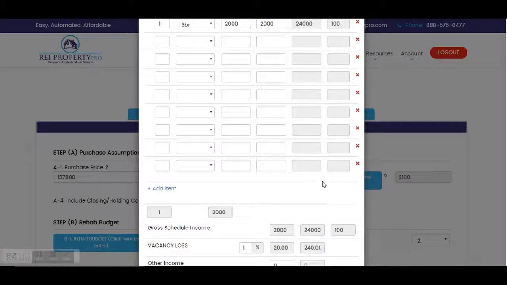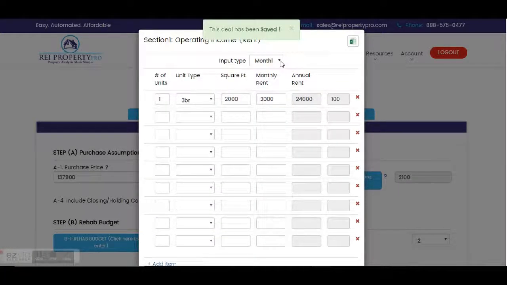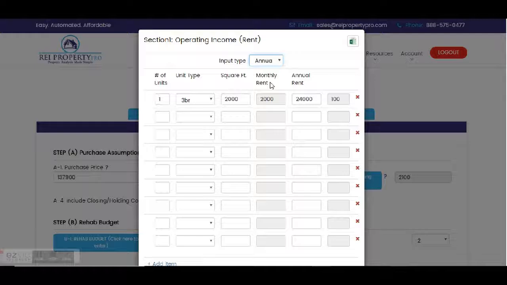Now at the top, you will have the option of choosing a monthly input or an annual input. As you change between the two options, you will see how these boxes and that row will light up for your inputted information. I usually use the monthly input.